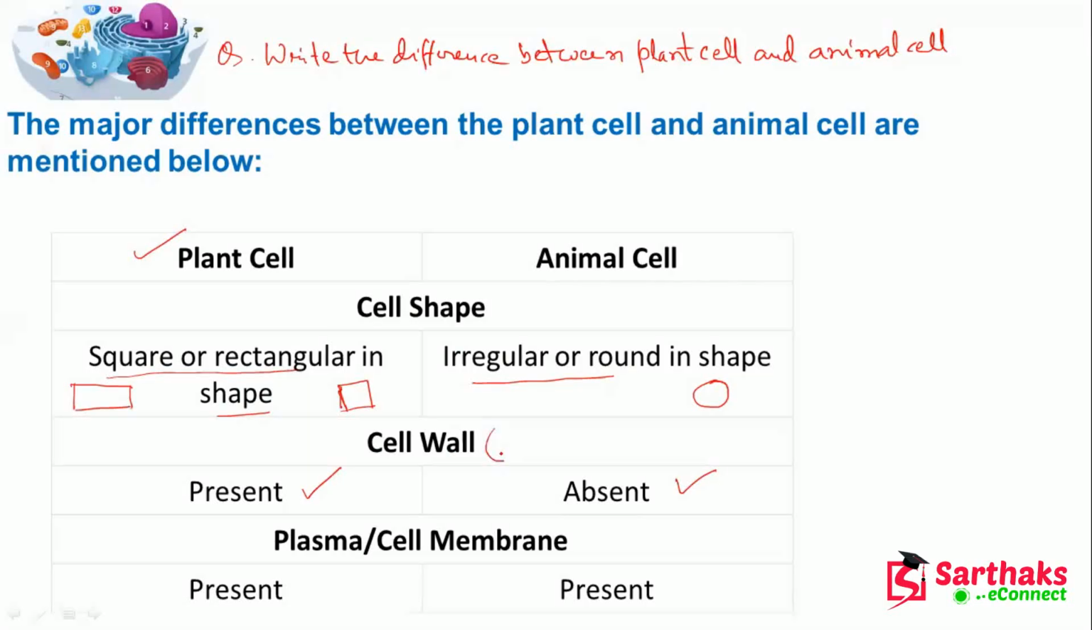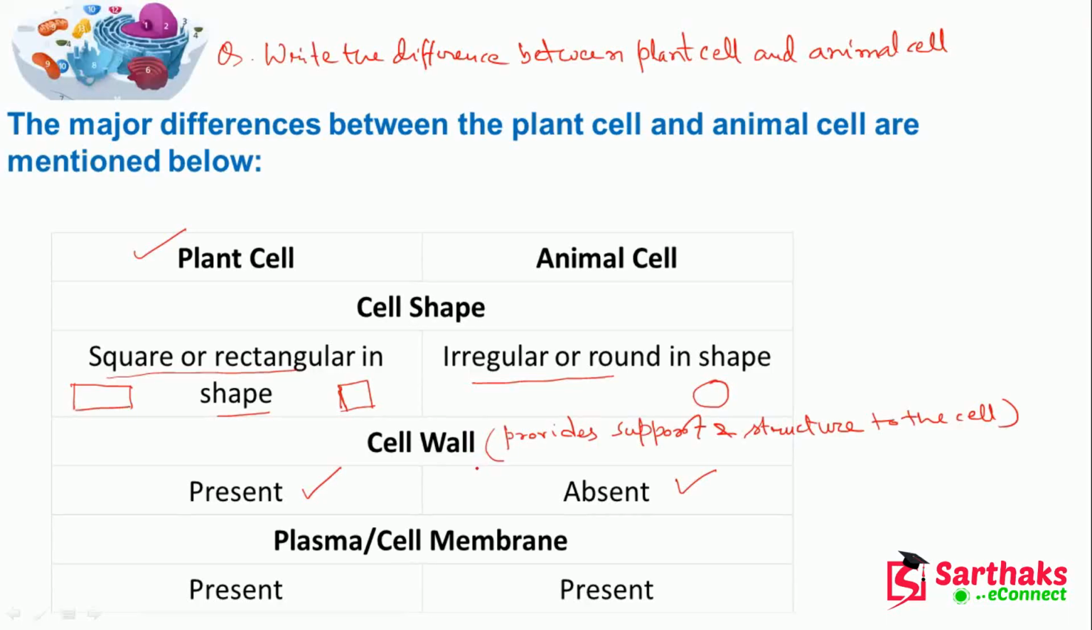And the main thing, this cell wall actually provides support and structure. It helps to give some structure to the cell. Also, this cell wall protects the cell from external hazards, like if there are some infections, it will protect from those infections also.